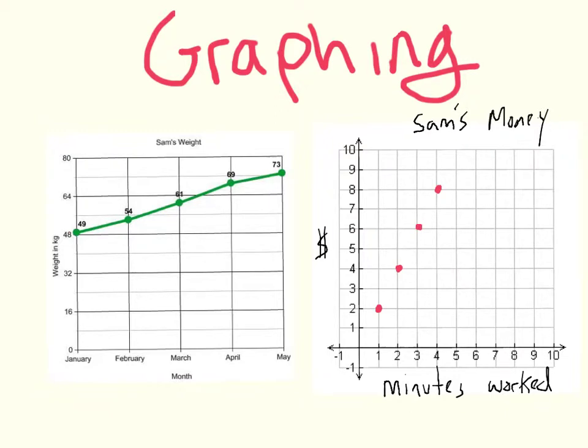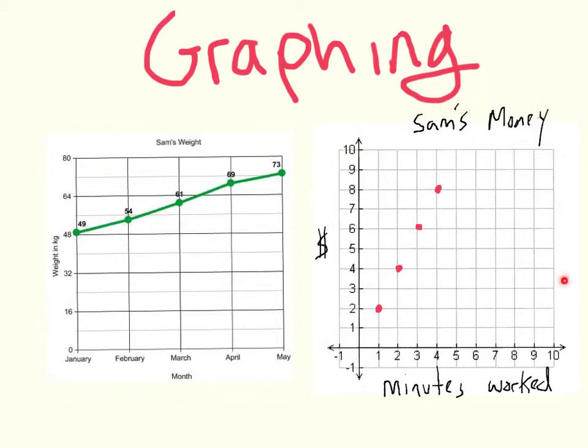The reason we're going to spend some time on the coordinate plane is because it's extremely useful for graphing. The coordinate plane allows us to show a relationship between two quantities, two values. For example, this graph shows the relationship between Sam's weight during the months of the year. We can see that in January, Sam weighed 49 kilograms. In February, Sam weighed 54 kilograms, and so on.